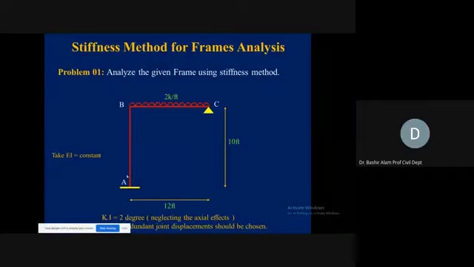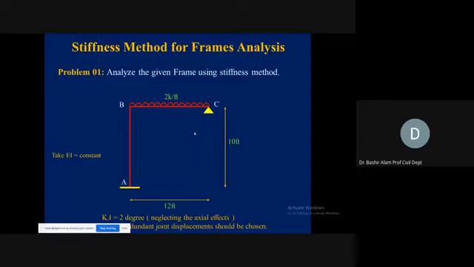Now AB, the height of this frame, is 10 feet, and BC, the horizontal distance between B and C, is 12 feet. We don't have any lateral loading on this frame. At A, we have a fixed support, and at C, we have a hinge support. The BC member, this horizontal member, is loaded with a UDL, and its intensity is 2 kip per foot.